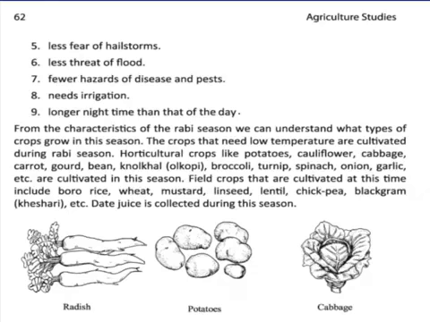And 7. Fewer hazards of diseases and pests. Fewer and less hazard means less danger of diseases and pests. Pests means destructive insects or other animals that attack crops, livestock and so on.